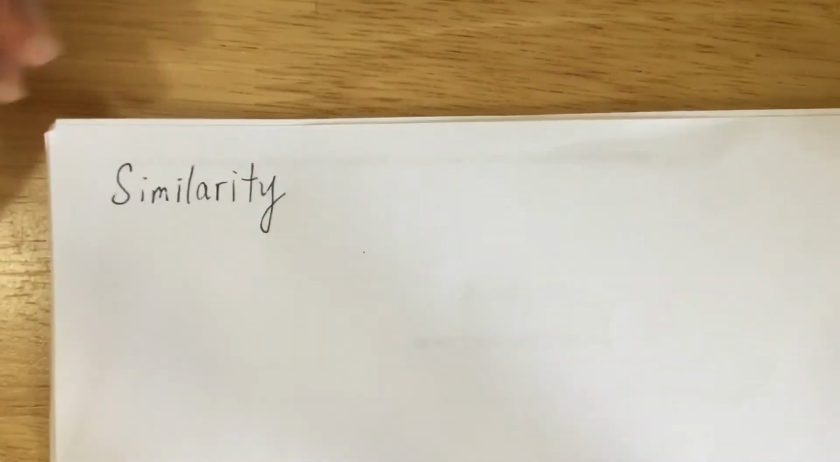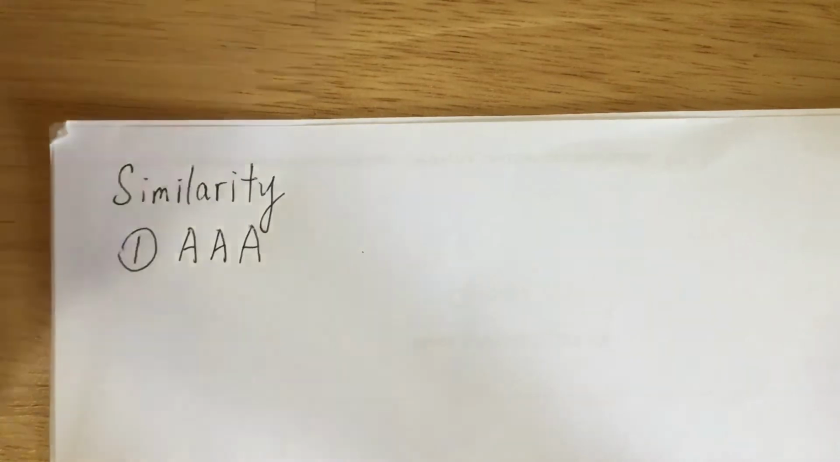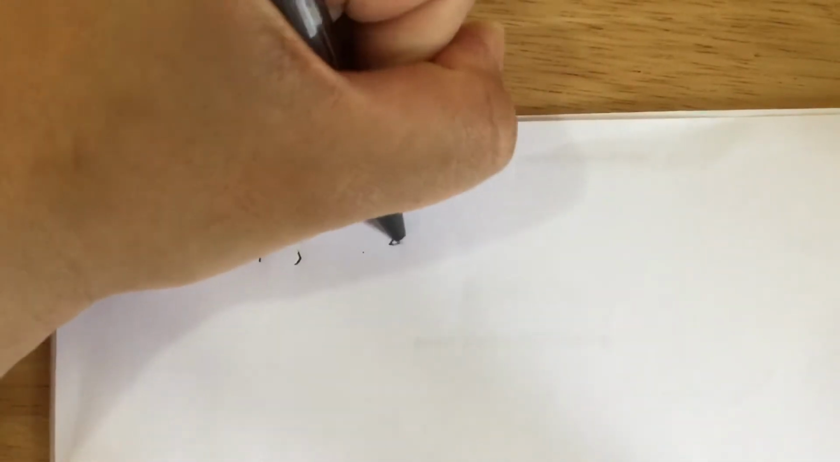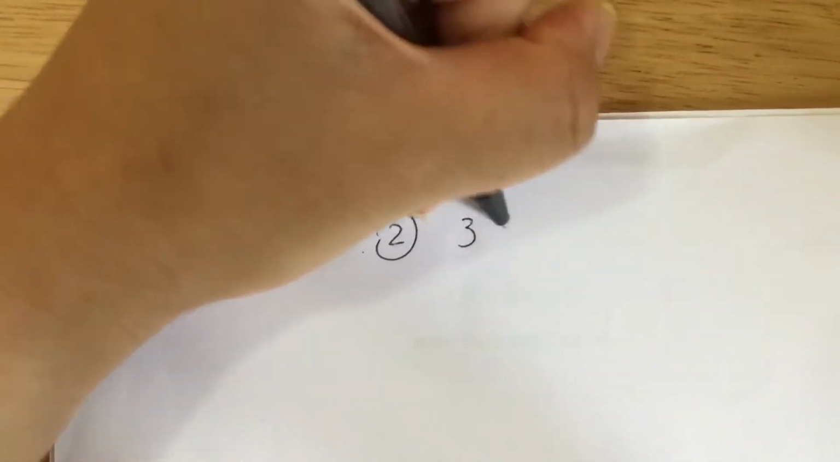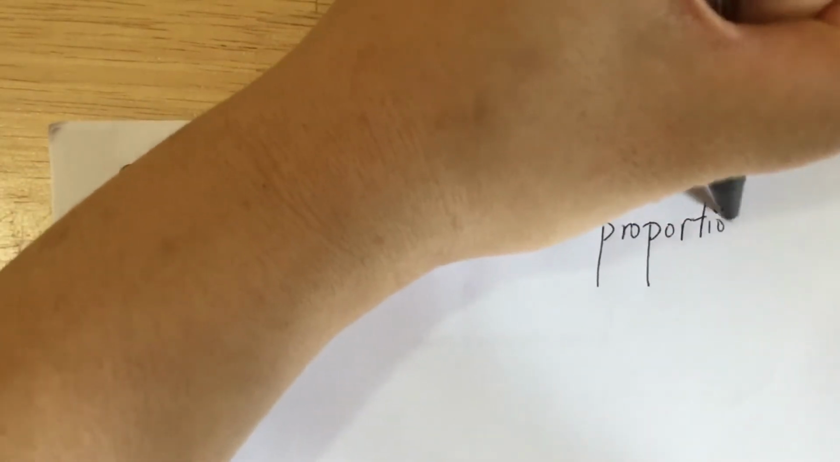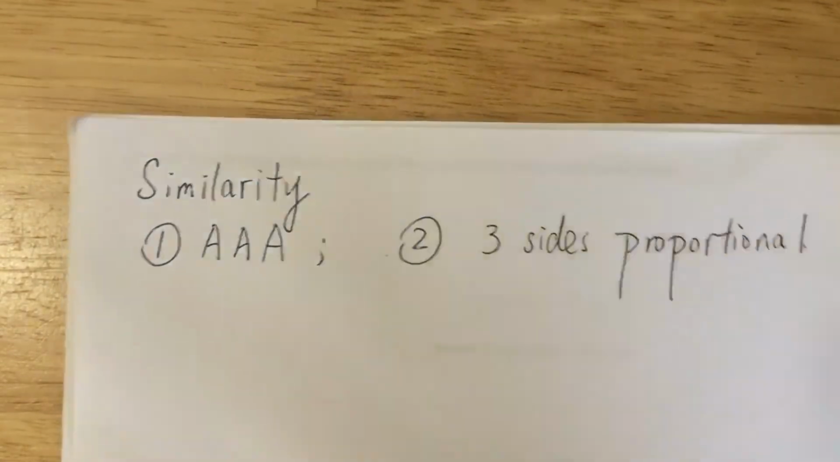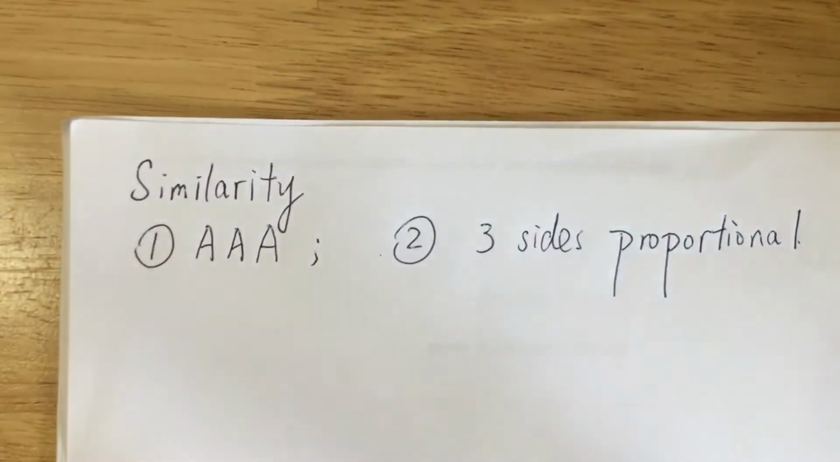So we have three ways. First of all, we will go to the first two. The first one is AAA. That means we will have three same size of corresponding angles. The second one will be the three sides proportional. That means all the sides are in the same proportion. Okay, we have these two ways to find out that they are similar.